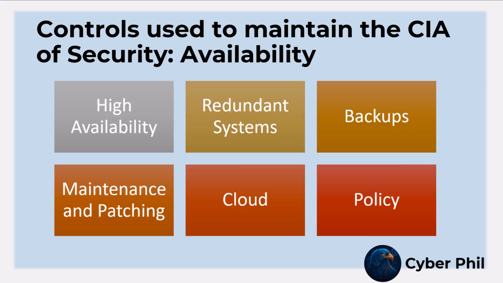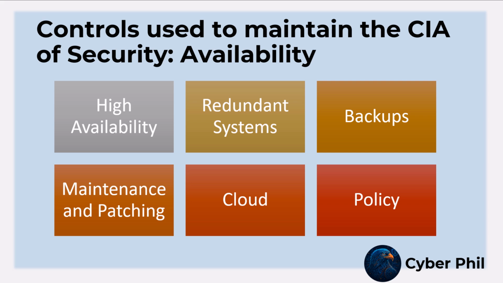And finally, controls that we put into place for availability are numerous. I've already mentioned the fact that we may use high availability systems such as failover clusters or load balancers, which maintain the continuity of things such as web servers and database servers. We then also use a whole series of redundant systems. Again, these could be physical or technical controls, such as a standby generator or standby network devices.